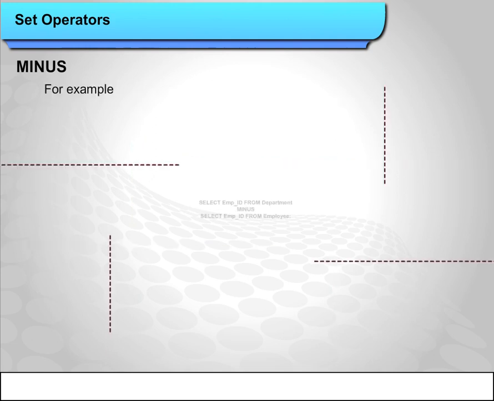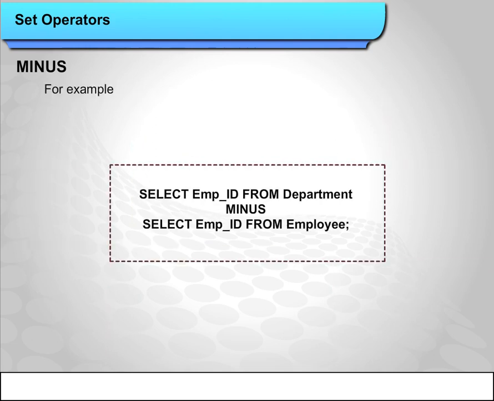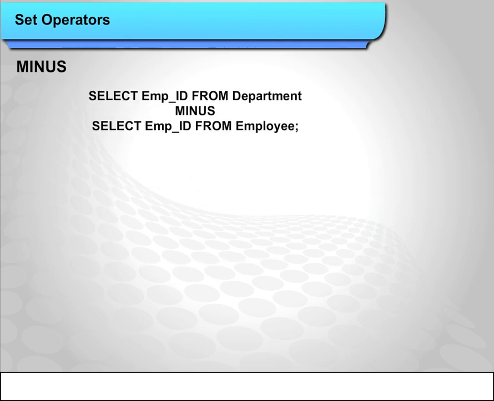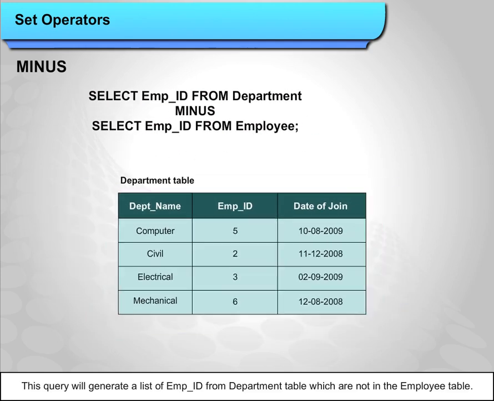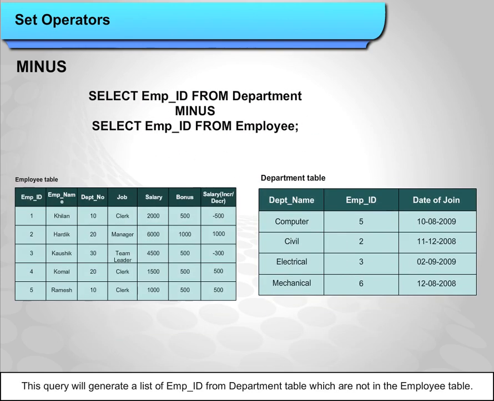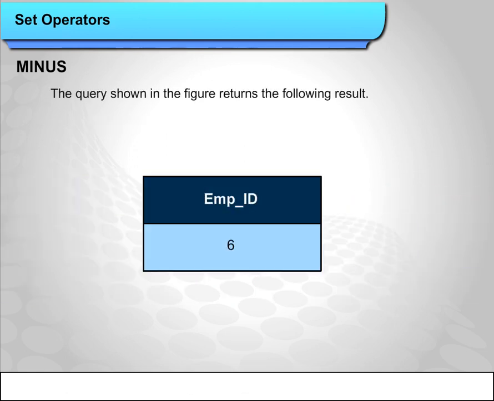For example, select employee ID from department minus select employee ID from employee. This query will generate a list of employee ID from department table which are not in the employee table. The query shown in the figure returns the following result.